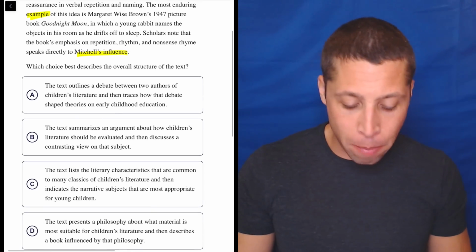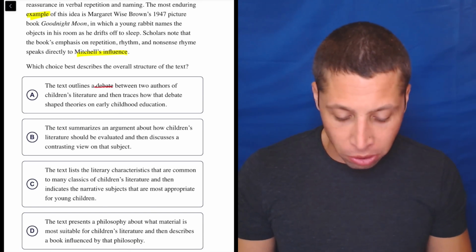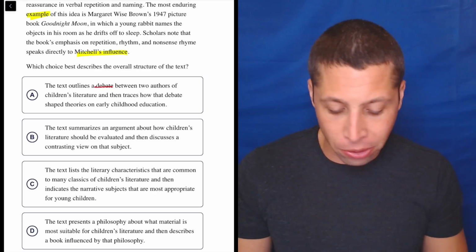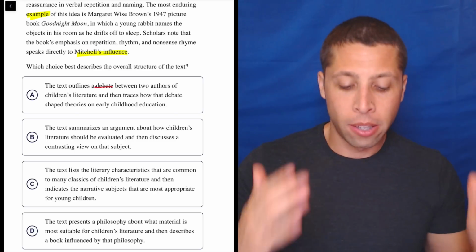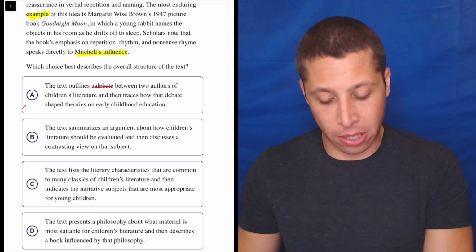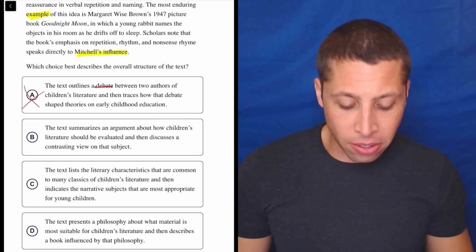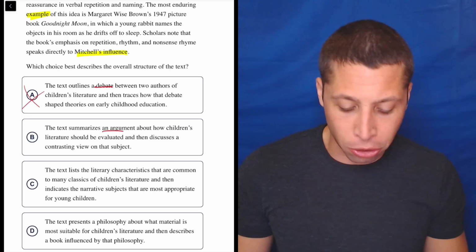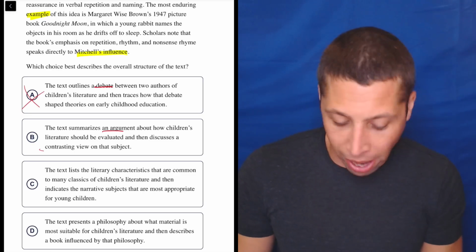A, the text outlines a debate between two authors of children's literature and then traces how that debate shaped theories on early childhood education. No, the second person is not arguing with the first person. She is an example of the first person. No. B, the text summarizes an argument about how children's literature should be evaluated and then discusses a contrasting view.